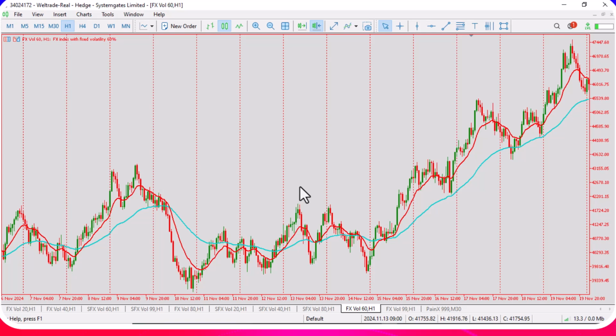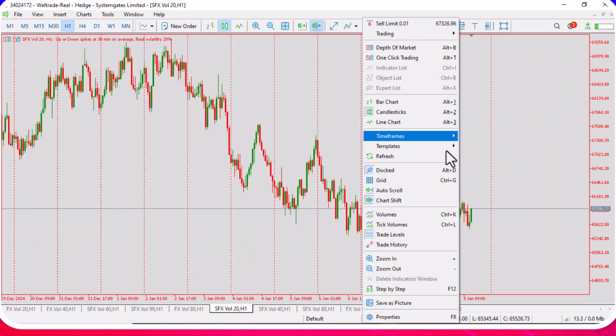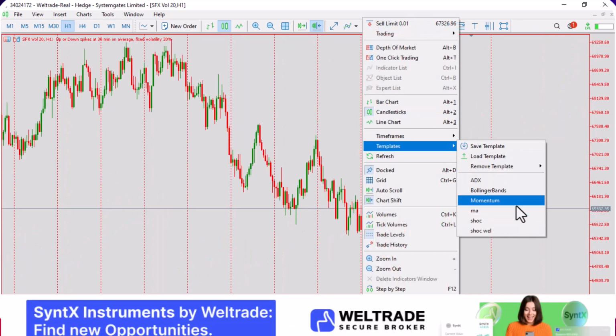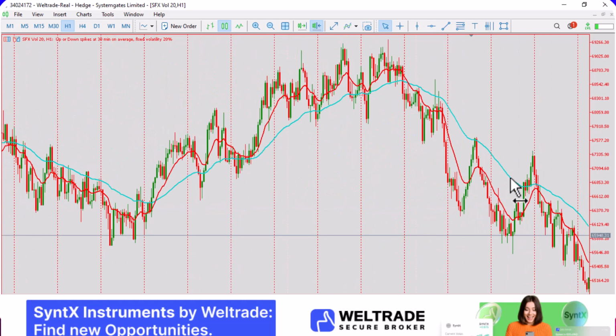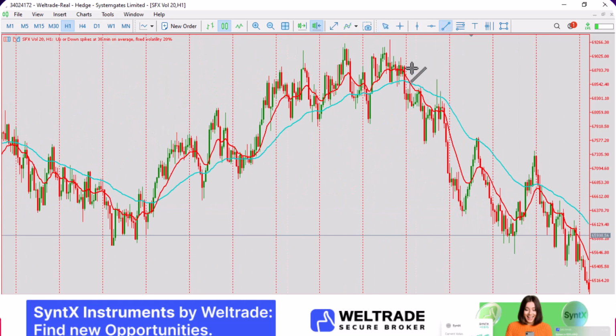Let's go to another pair. And remember, let's load our what? Our template, which we renamed the MA, right? What do you see? A cross. And what do you see after that? You see a touch of the 50 EMA. After a touch, you are waiting for a red candle. The red candle came, stop loss above, and this is how you are going to be seeing your price going.